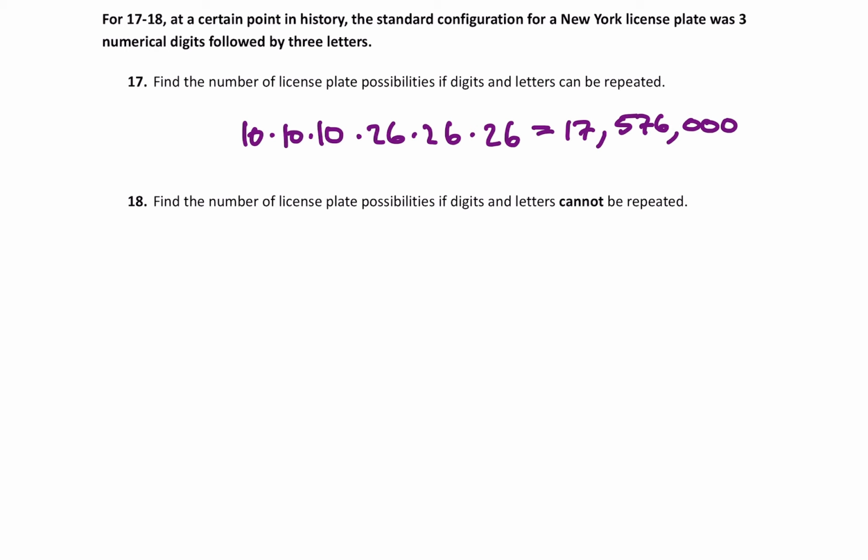Okay, now we're going to do the same thing, but we're going to find the possibilities if letters and digits cannot be repeated. Well, we're going to pick our first one, which is going to be 10, because we have 10 digits. We're going to pick our second one. We can't pick the same digit that we picked for the first one, so we have 9 different options. And then we're going to pick the third. It can't be one that we already did before, so we've got 8 options. And then, for the same thing for the alphabet, we're going to have 26, the first one. We have 25, the second one. And we have 24, the third one. And if we multiply that all together, we get 11,232,000.